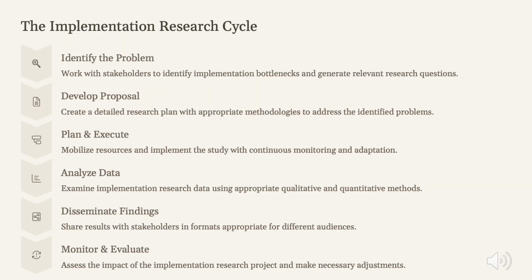Implementation research follows a cyclical, iterative process. It begins by identifying implementation problems alongside stakeholders, crafting detailed research proposals, and then executing plans with ongoing monitoring and adaptation. This cycle includes analyzing qualitative and quantitative data, disseminating findings in accessible formats, and continuously evaluating impacts to refine approaches. The cyclical nature ensures interventions remain effective even as contexts and challenges evolve. The steps of this cycle will be explored further in Lecture 5.